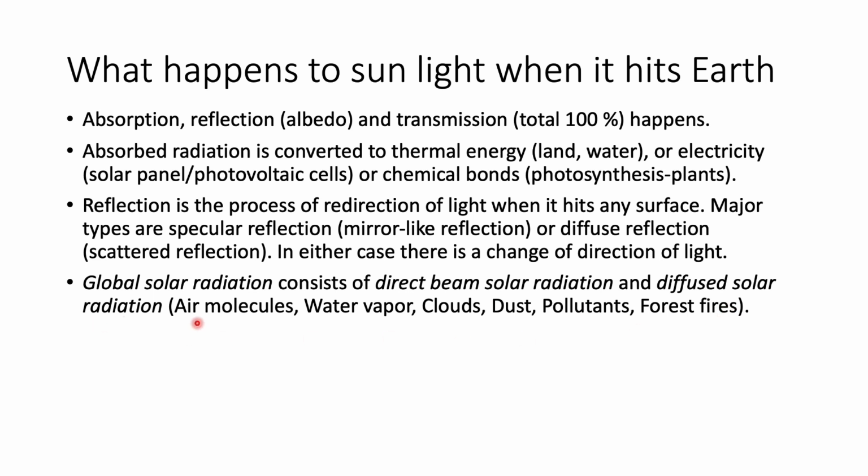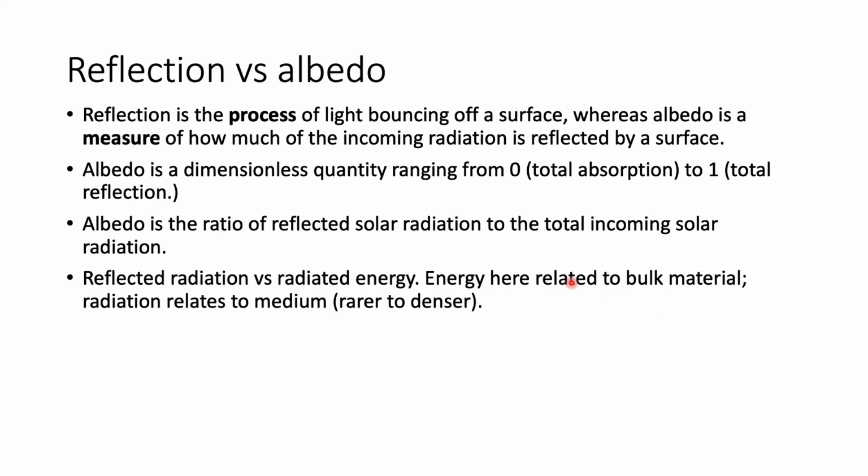Diffuse solar radiation happens due to the air molecules present in the atmosphere, or water vapors, clouds, dust, pollutants, forest fire, etc. So these are responsible for the diffused solar radiation. And let us look at the comparison between reflection and albedo.